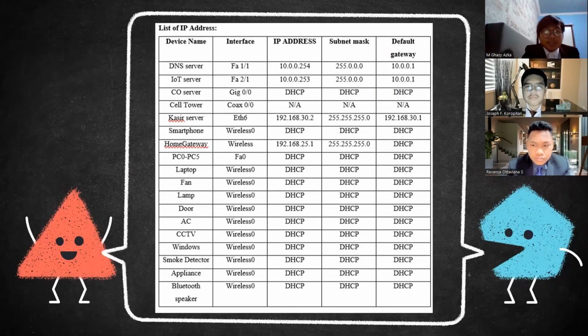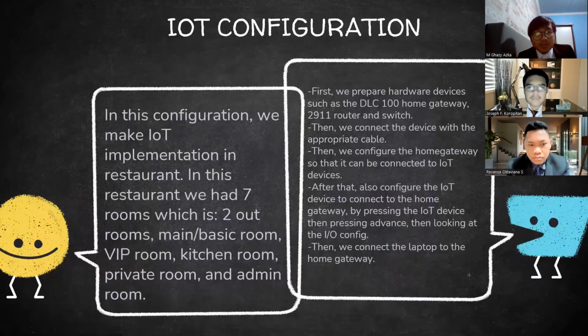This is the list of IP addresses, like the DNS server, IoT server, CO server, cell tower, cashier server, smartphone, and the others until the Bluetooth speaker. Next.